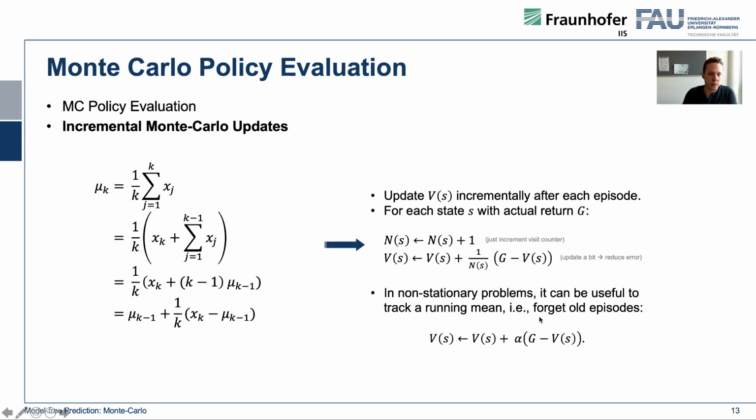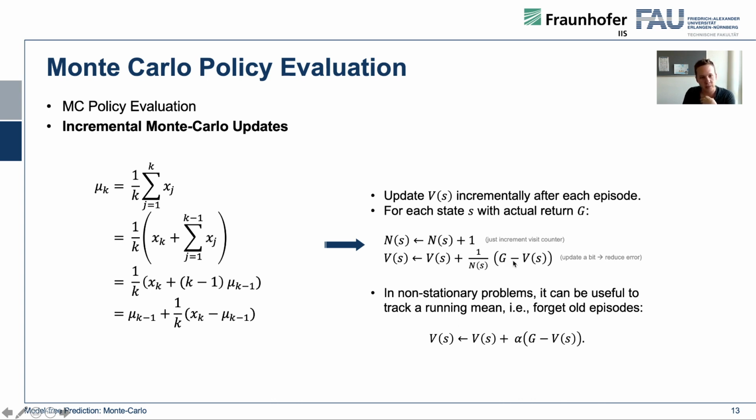Why do we talk about this? Because we will use this a lot in the next lecture, where we talk about temporal difference learning, and we can generalize this. We need to track how often we visited such a state, and we will incrementally update our value function in order to reduce the error. This is just a reformulation. You can just do this.